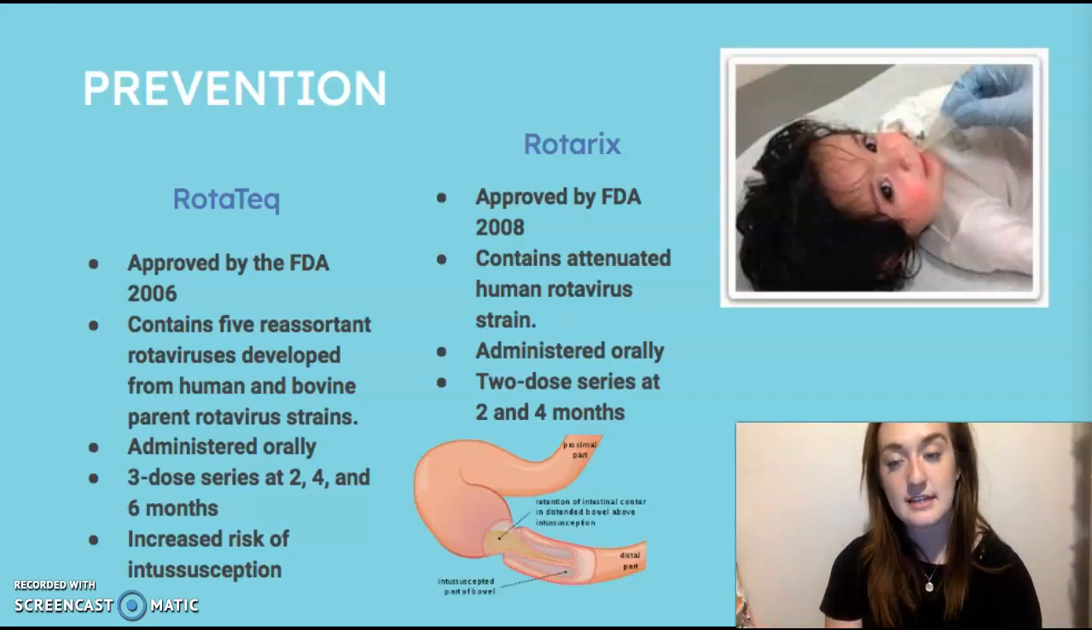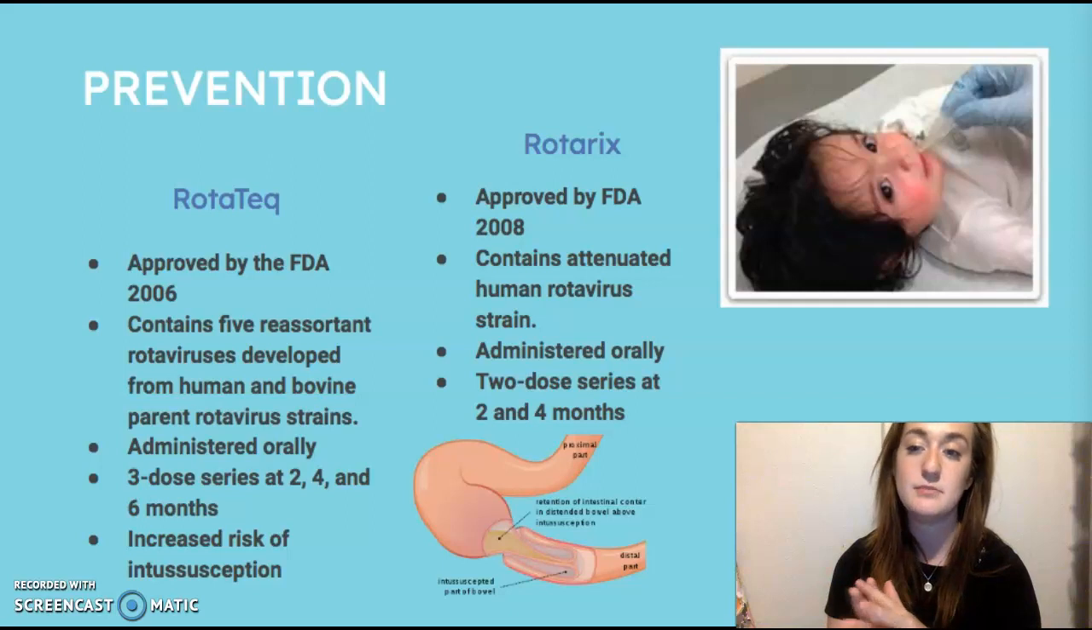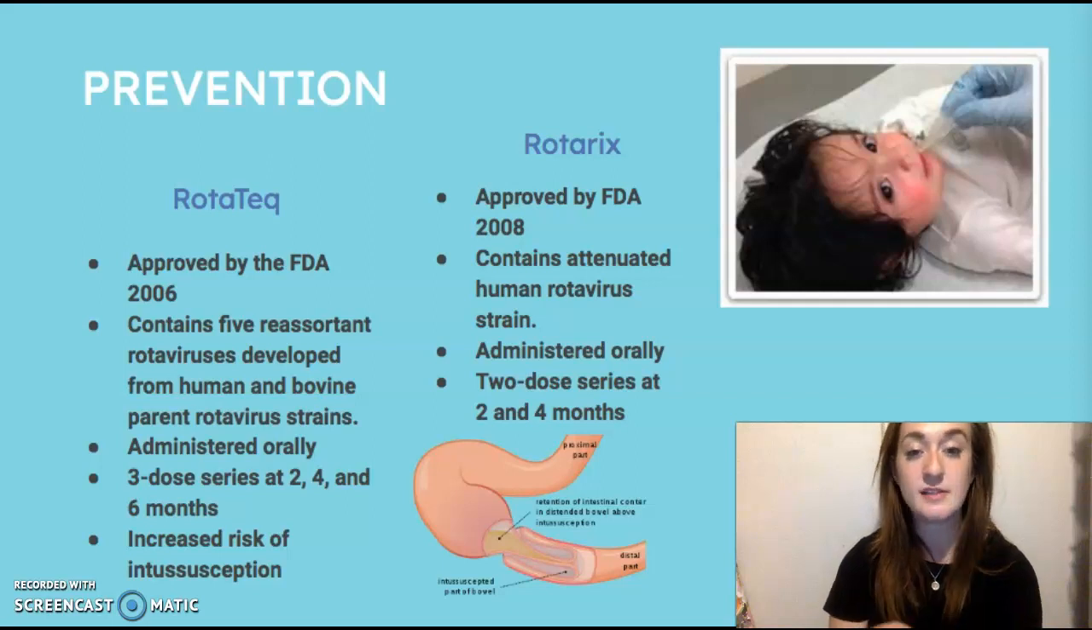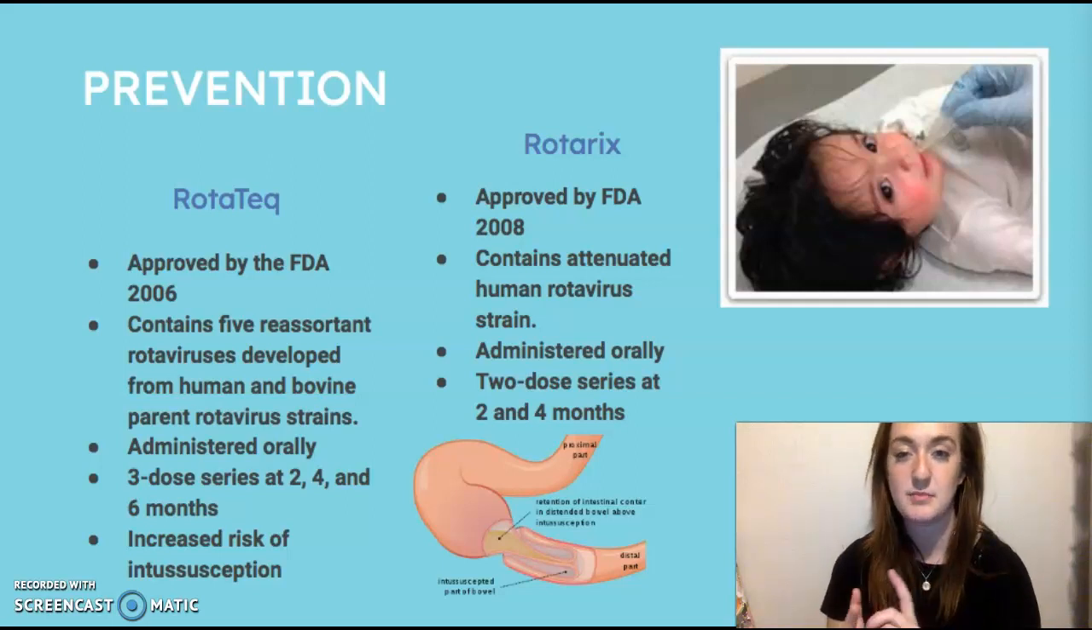So there are 2 vaccines. The first would be Rotateq. It was approved by the FDA in 2006. It contains 5 reassorted rotaviruses developed from human and bovine parent strains. It is administered orally. And there are 3 doses that a kid will get at 2, 4, and 6 months. And there is an increased risk of intussusception, which I will get to in a moment.